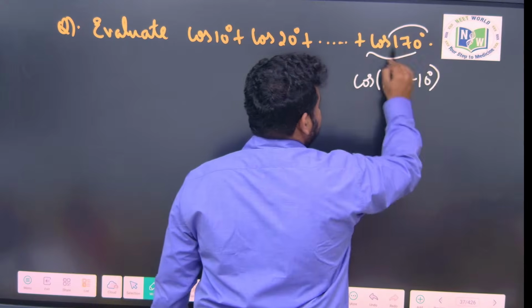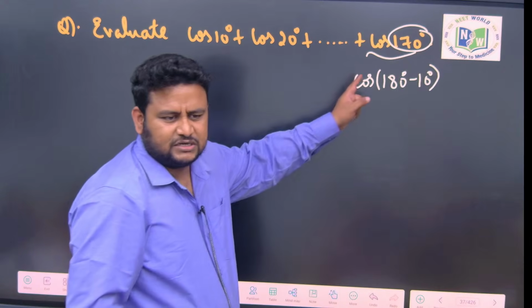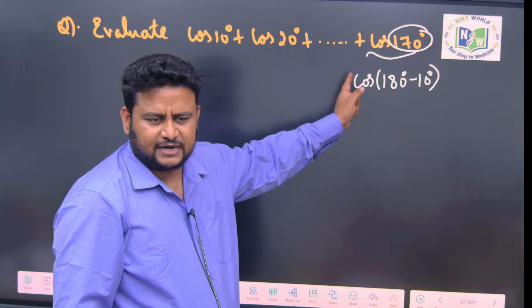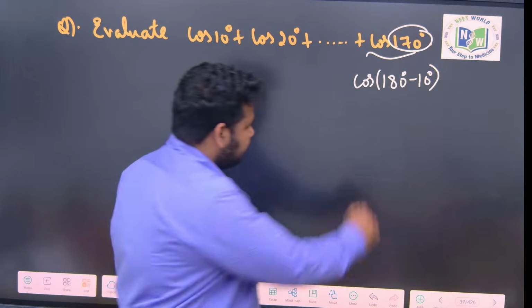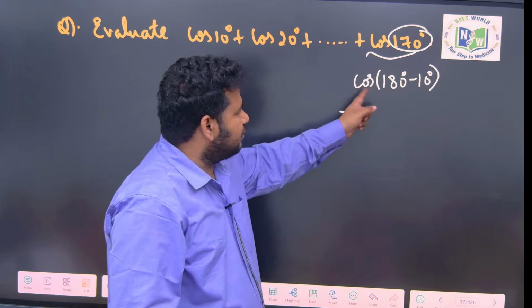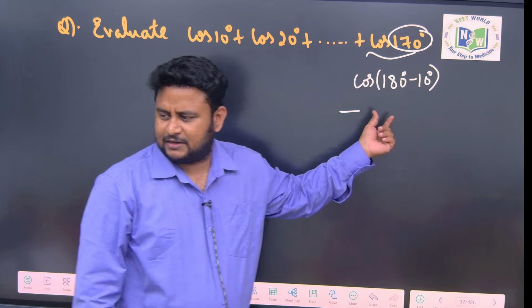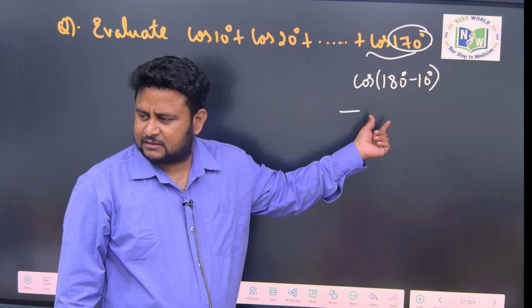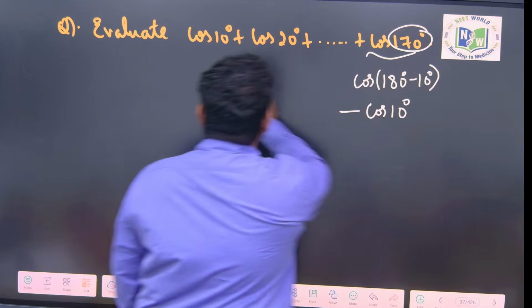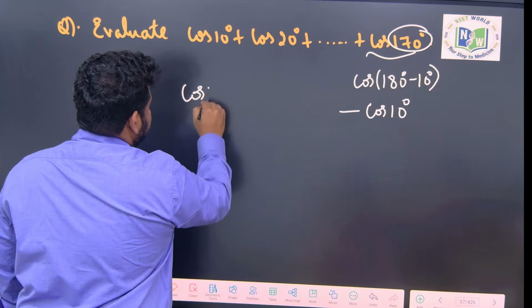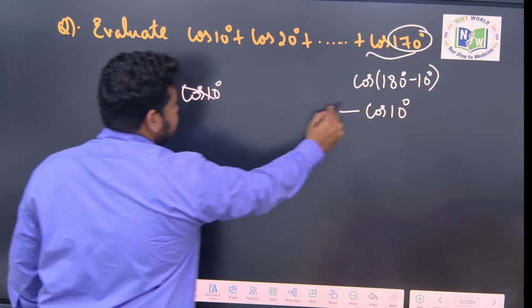Now I told you this original angle. Original angle is what? 170 degree. 170 degrees in which quadrant? Second quadrant. Second quadrant cos is positive or negative? Negative. I should write minus here. Cos 180. 180 is what? Even multiple or odd multiple? Even multiple. So cos will remain same. So I should get what? Cos 10 degree. Okay. Here what I am having? Cos 10 degree. So this and this I can cancel.